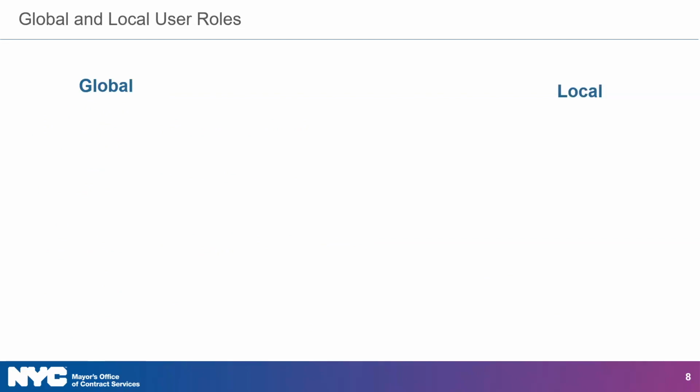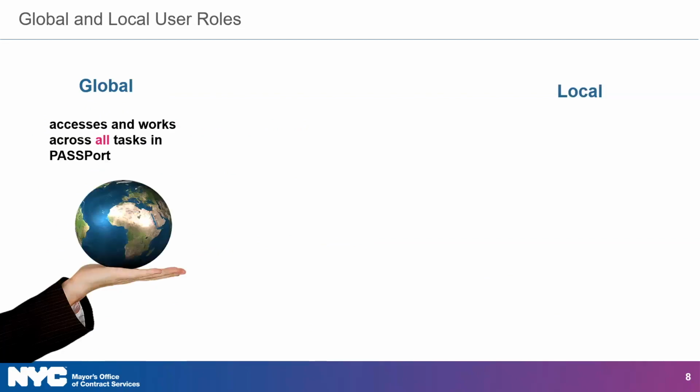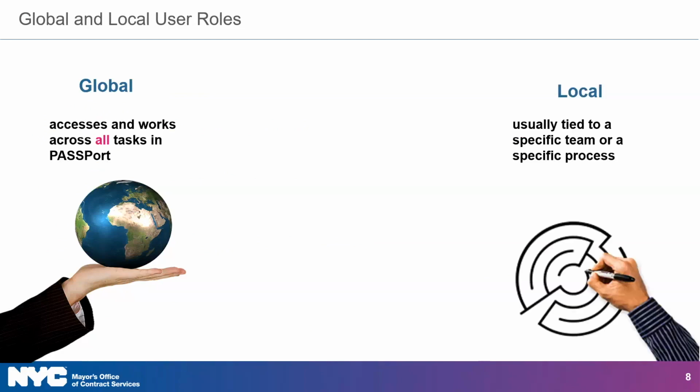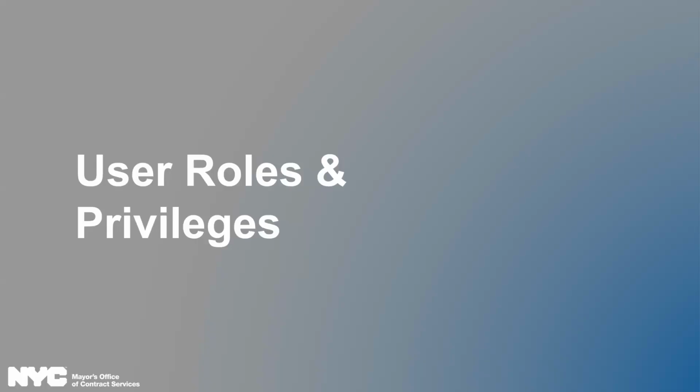User roles can be either global or local. Global user roles can access and work across all tasks in Passport for the organization. Local user roles are usually tied to a specific team response, such as a response to a specific agency request or a specific contract. Local roles are a huge benefit for vendors, especially for large organizations that may want to restrict who can work on certain RFX responses or contracts. Now that we know a little more about user roles, Karen will discuss them in more detail.